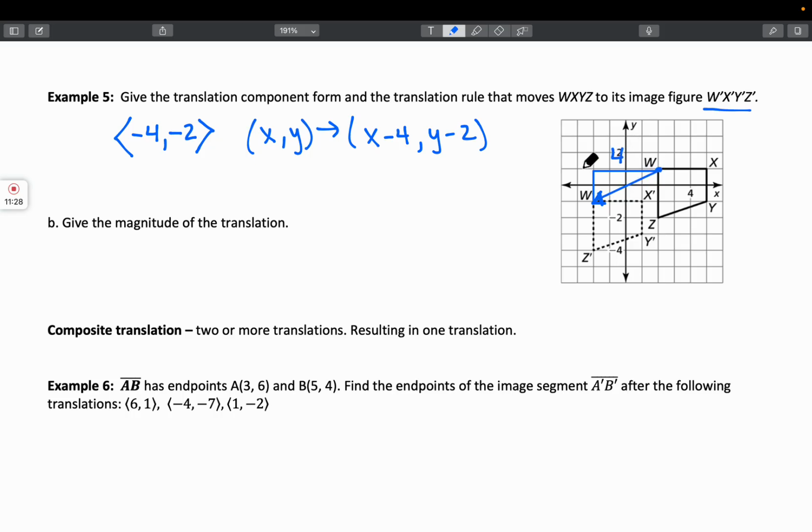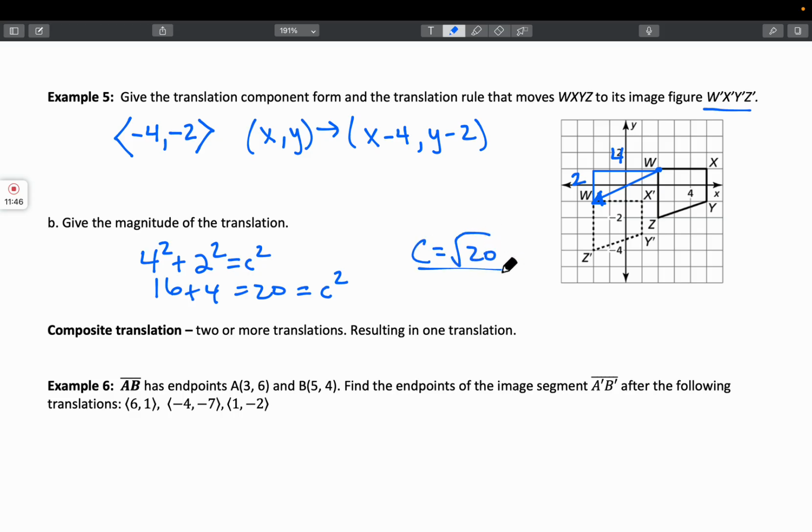The legs of that right triangle were 4 and 2. So I'm going to say 4 squared plus 2 squared equals C squared. That's 16 plus 4. That's 20. And that's equal to C squared, but we got to take the square root of that. So C is the square root of 20, which is the magnitude of that vector.